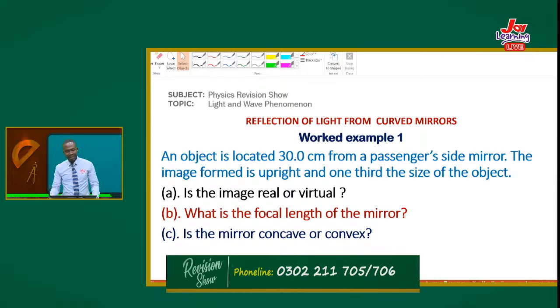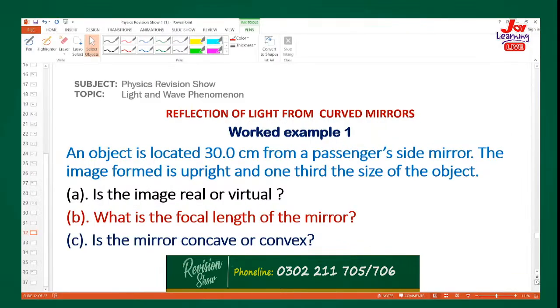This is a question that demands a very good knowledge and understanding of the concept. It isn't about just getting a formula and working with it, no. Rather, you have to understand the question. Very, very important. It's saying that an object is located 30 cm from a passenger's side mirror. So that is our object distance, 30 centimeters. Then it says that the image formed is upright. Also important to note.